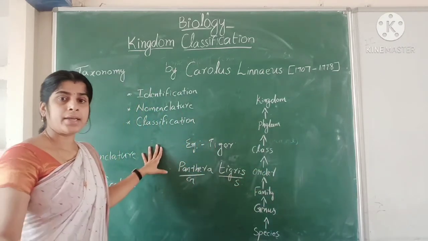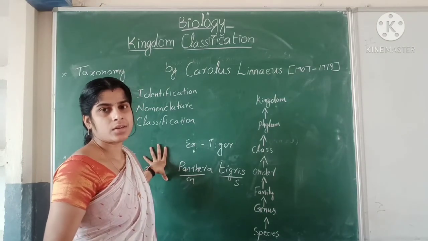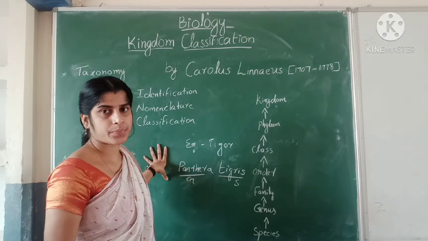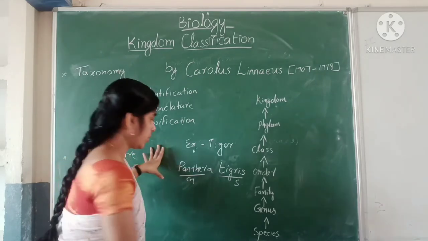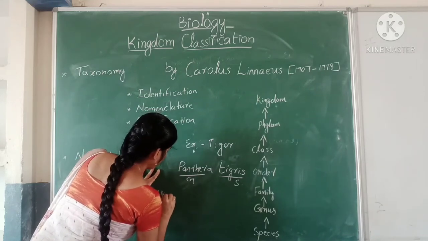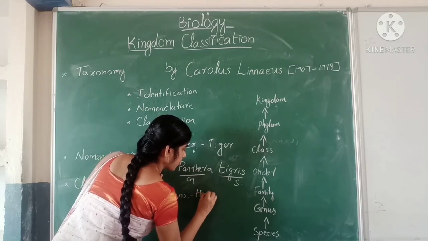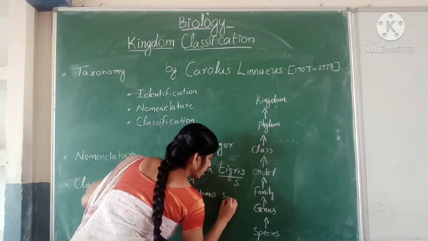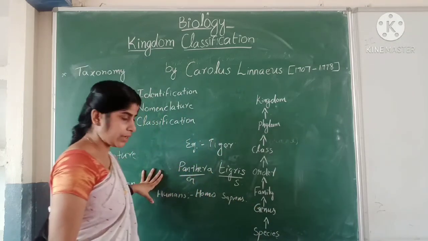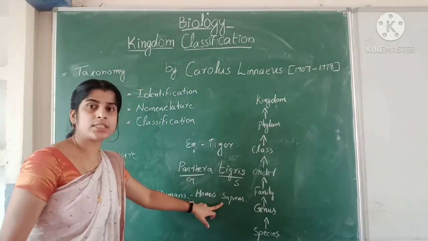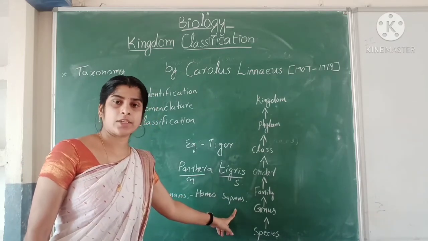And another example, our humans. What is the human scientific name? That is Homo sapiens. Which one is the genus name? Homo is the genus name and sapiens is the species name.